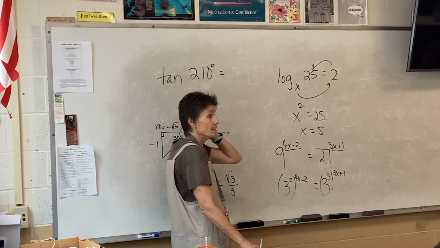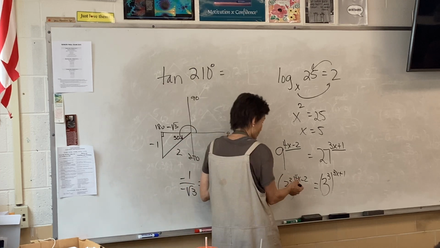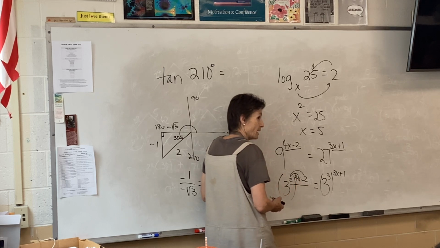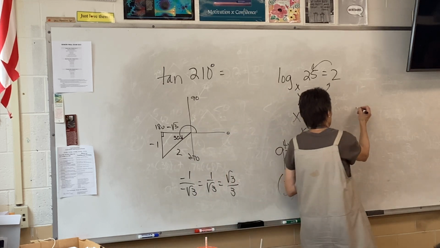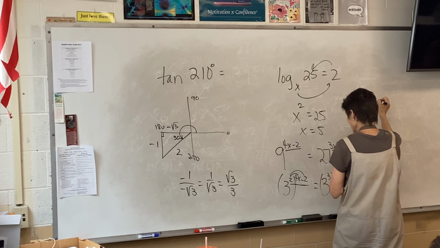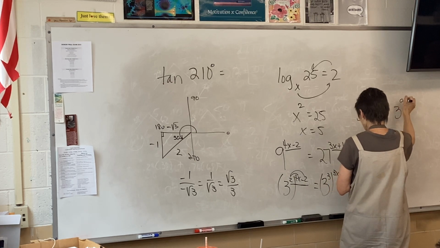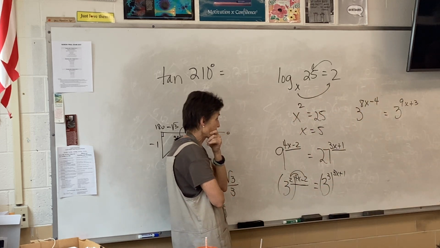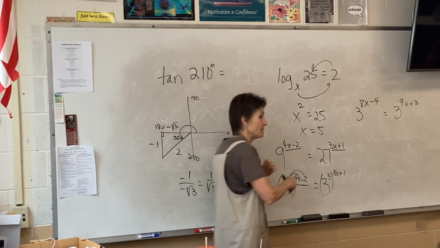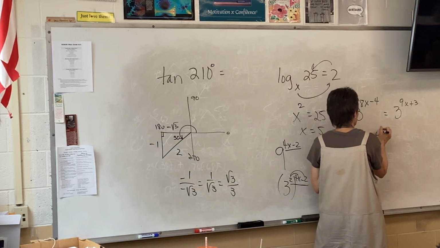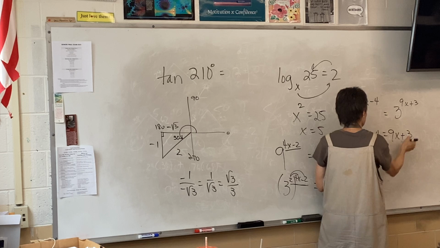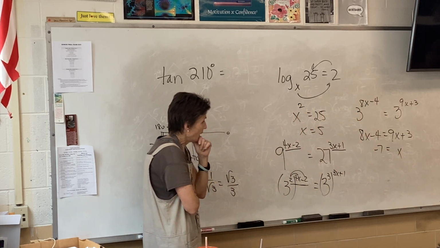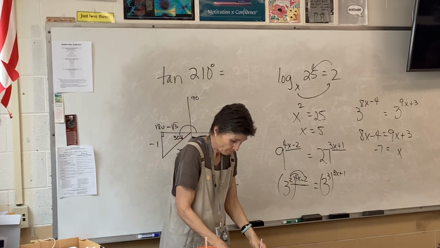Now, first of all, what do I do with these exponents right here? That's a multiply. So I'm going to distribute: 3 to the 8x minus 4 equals 3 to the 9x plus 3. Now I can set the exponents equal to each other. See the difference? You've got to do that. And then you just solve like a regular equation. So it looks like x is going to be -7.